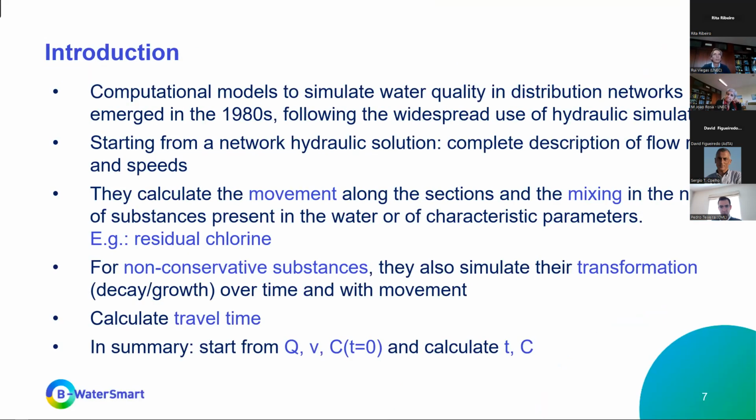So, starting with a brief historical introduction, these computational models that simulate water quality in distribution networks emerged in the 80s, following the widespread use of hydraulic simulation. They start with a network hydraulic solution with a complete description of flow rates and speeds, and they calculate the movements along the sections and the mixing in the nodes, mixing of those substances present in the water or other characteristic parameters, for example, residual chlorine.